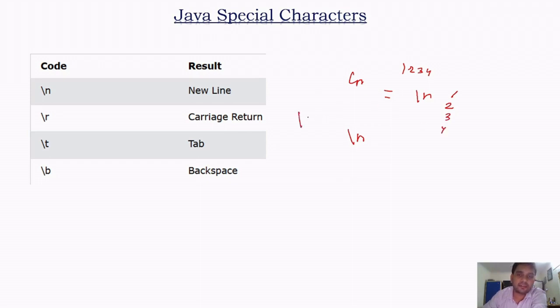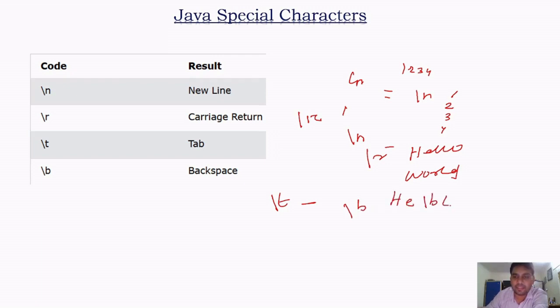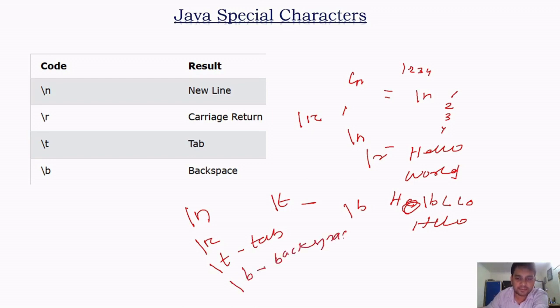Okay. Then carriage return: if you write slash r hello world, it will print hello first, then it will print world in the second row. Then tab means it will give some space, then slash b is backspace. If you write he backslash b l l o, it will print h l l o, e will be omitted. So just remember, slash n for new line, slash r for carriage return, slash t for providing some space, that is a tab, then slash b used as backspace. Okay.